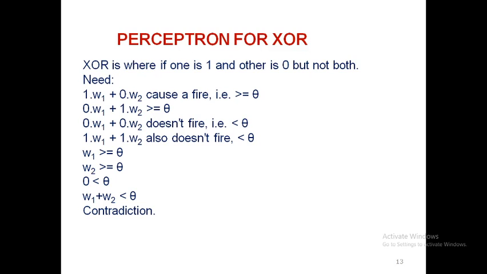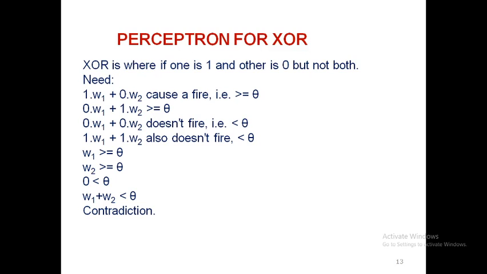That's what the first two lines say: 1 into W1 plus 0 into W2 causes the neuron to fire, because 1 into W1 plus 0 into W2 is greater than or equal to theta, and 0 into W1 plus 1 into W2 is greater than or equal to theta. In those two cases your neuron will fire, because only in those two cases you get the XOR as 1. In the other two cases, 0,0 and 1,1, 0 into W1 plus 0 into W2 will be less than theta. In a similar way, 1 into W1 plus 1 into W2 is also less than theta. Those two do not fire the neuron.